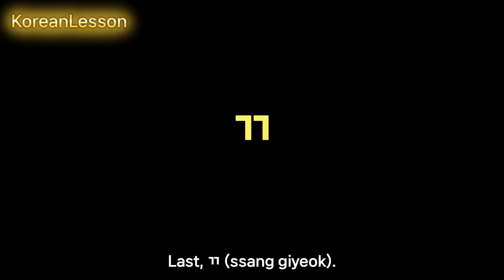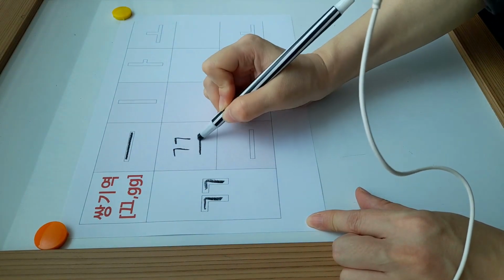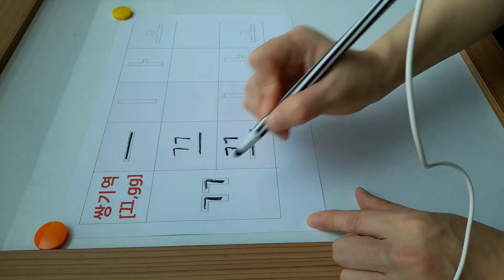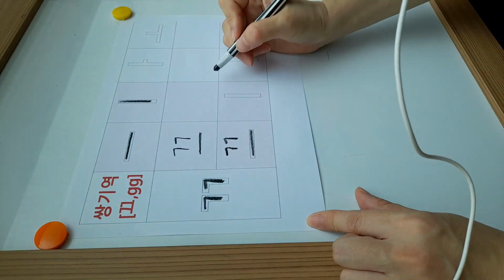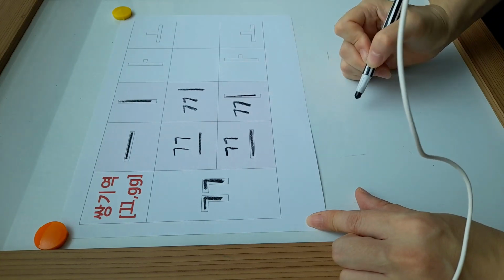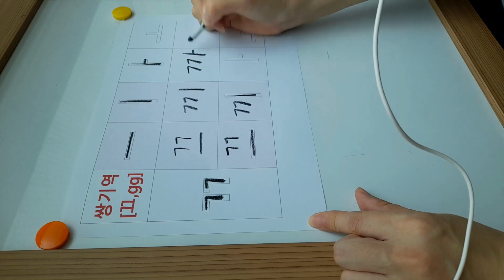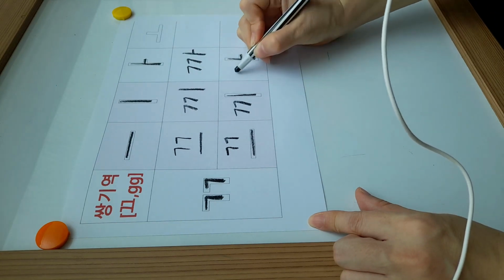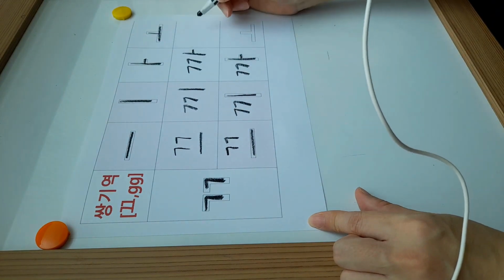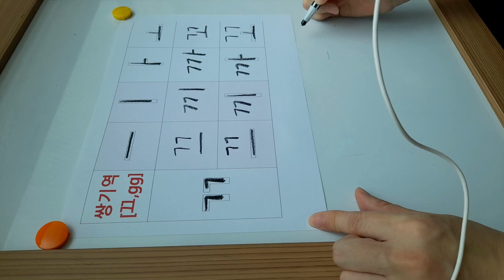Last, 쌍기역. 끄, 으, 끄. 으, 끄. 끄, 이, 끼. 이, 끼. 끄, 아, 까. 아, 까. 끄, 오, 꼬. 오, 꼬.